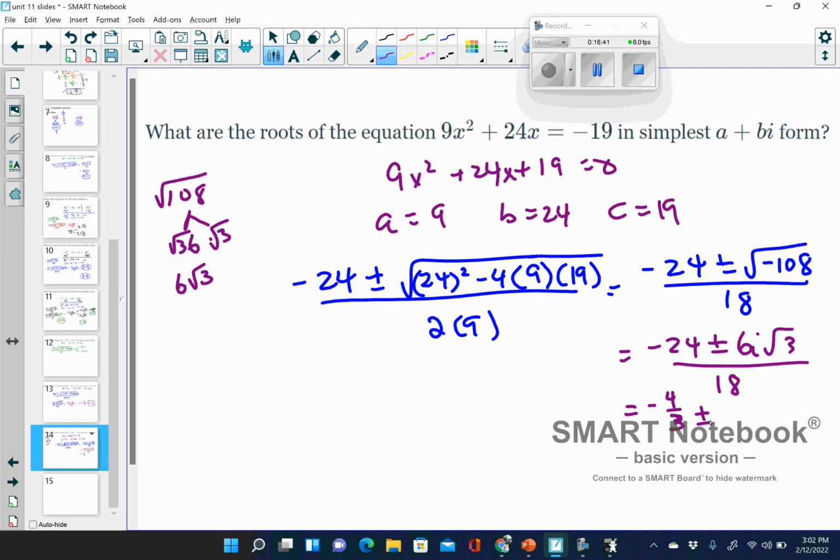and then we have a plus or minus sign. 6 over 18 is the same thing as 1/3, so this is going to be i radical 3 over 3. So final answer, negative 4 over 3 plus or minus radical 3 over 3, and we want to put the i at the end because it says simplest a plus bi form. So this is our answer.